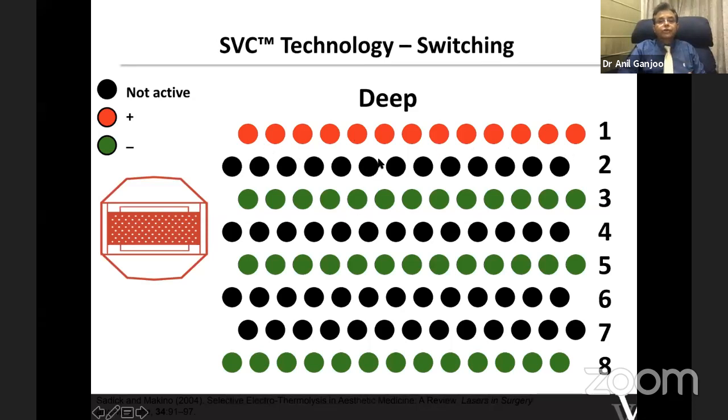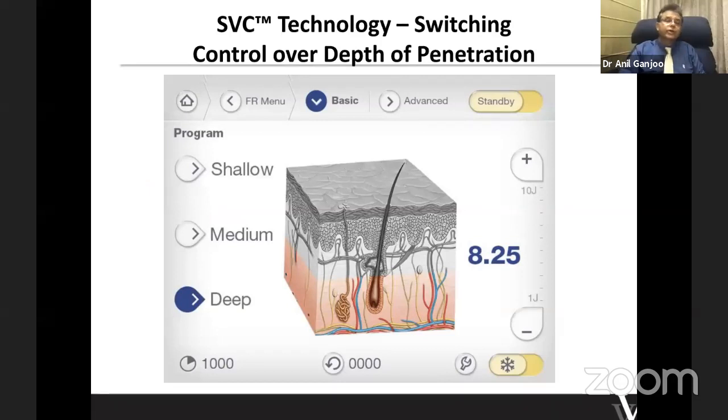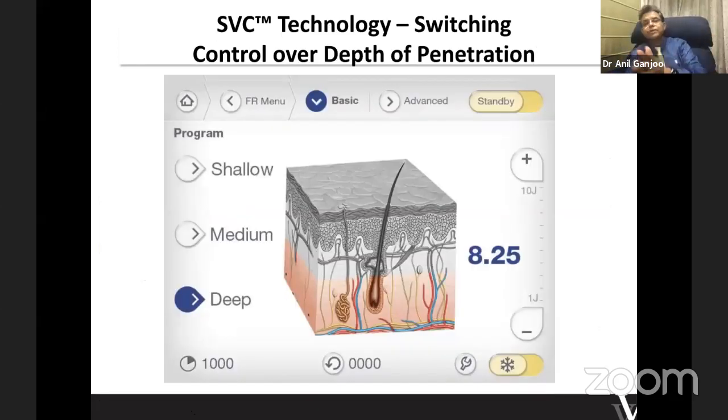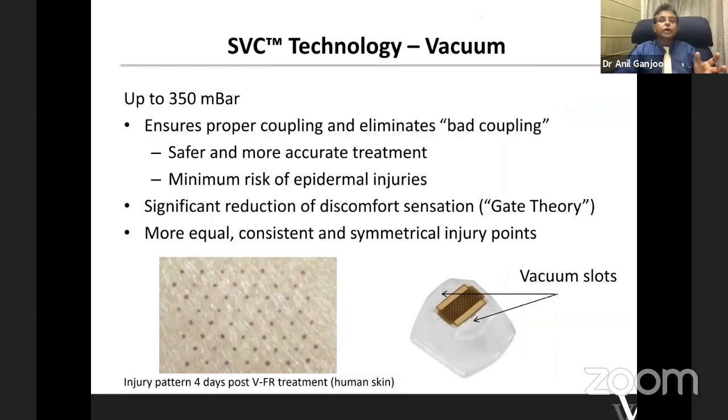There is one line of positive electrodes, there are several lines of inactive electrodes, and there are several lines of negative electrodes. Now, depending upon the depth that you want to go into the skin, for example, if you want to go shallow, then you deliver energy from row 1 to row 3. If you want to go midway into the dermis, then you deliver energy from row 1 to row 5. If you want to go very deep into the dermis, then you deliver energy from row 1 to row 8. So as the distance between the electrodes increases, the depth of energy will increase. So in this machine, you have the possibilities of going shallow, medium, deep. You can do all the levels in different passes. So that combination gives you a wonderful effect.